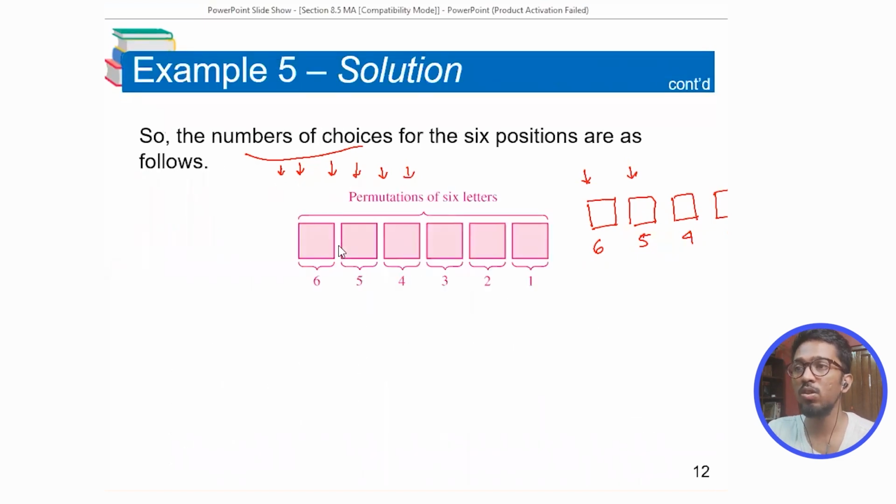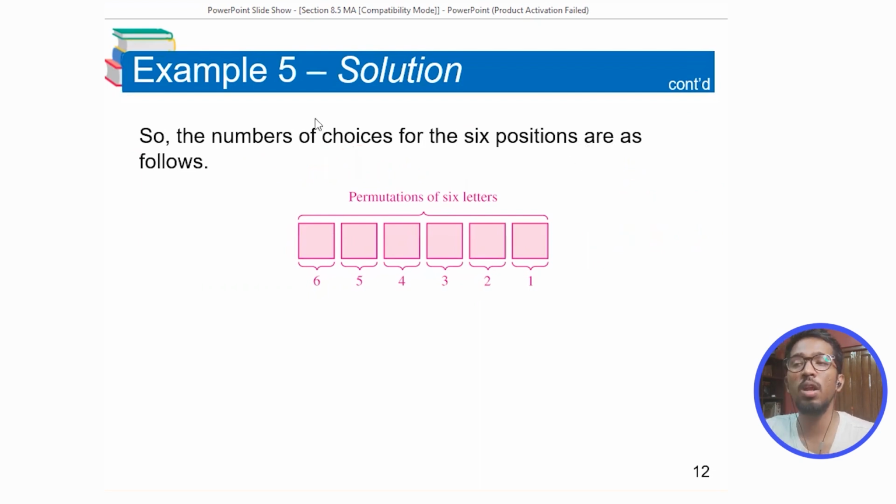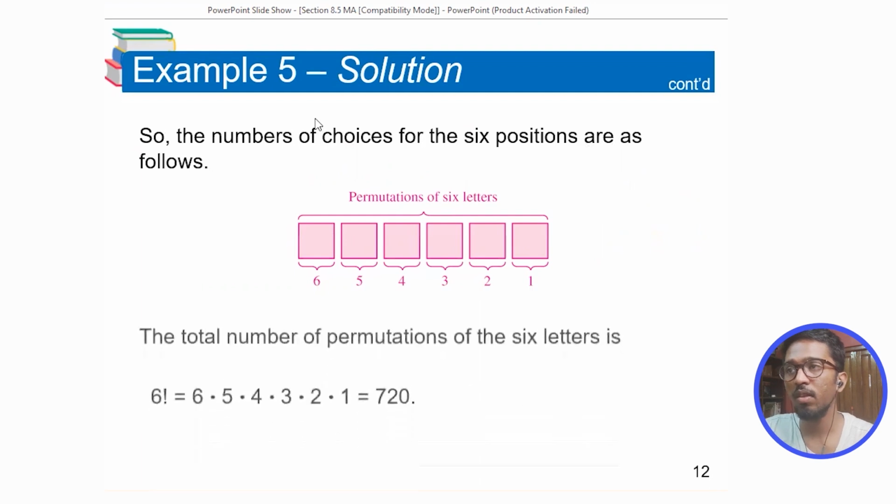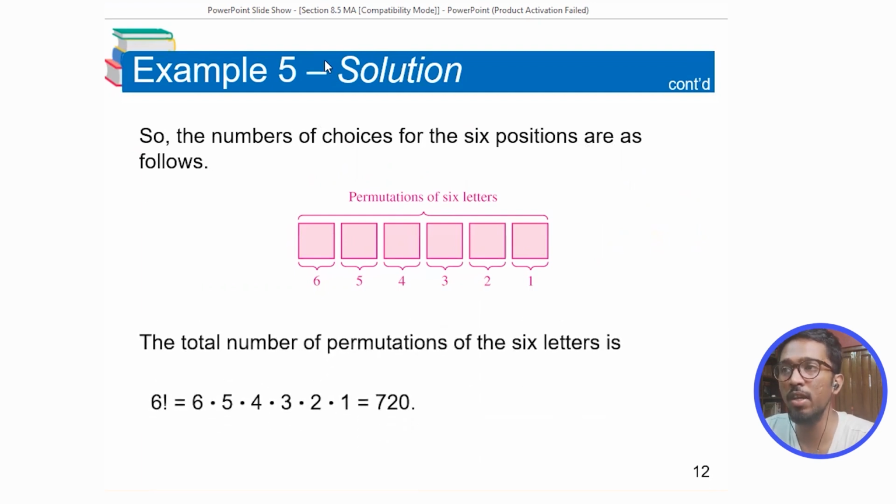The number of choices for the 6 positions are as follows. So the total number of permutations, the total number of arrangements, will be 6 into 5 into 4 into 3 into 2 into 1. That we call 6 factorial. So 6 factorial is equal to 720.